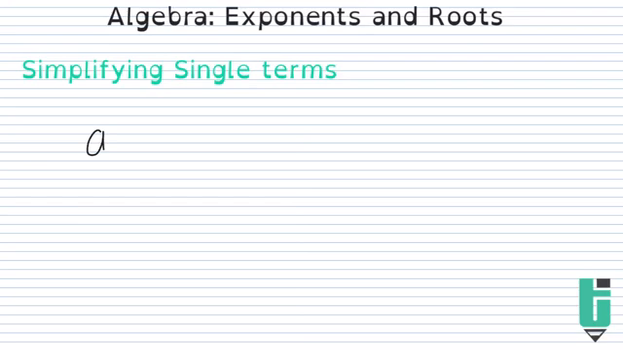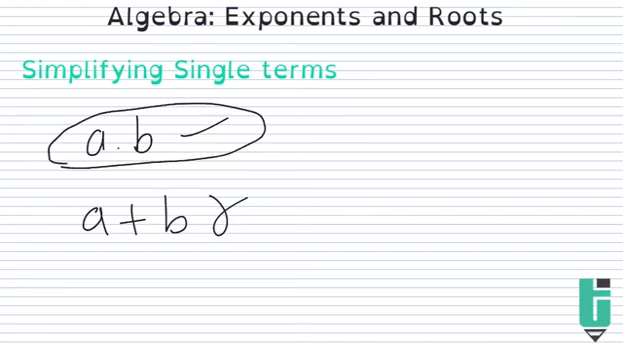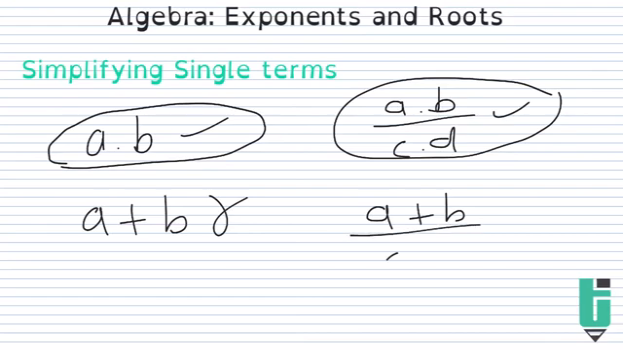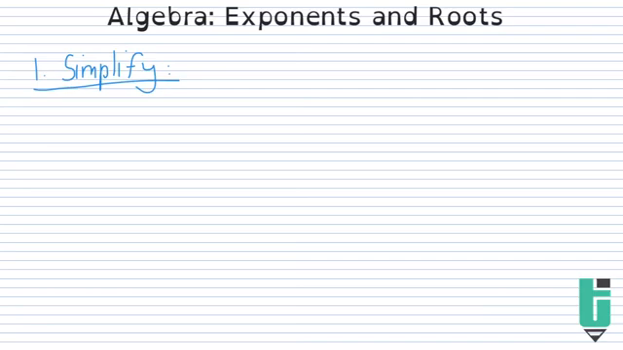So in other words, we'll be looking at something like A times B, instead of A plus B. So this is what we're focusing on, whether we are looking at something in the form of a fraction over C times D. We won't be looking at things like A plus B over C plus D. So in this video, we're not adding or subtracting, we're just looking at multiplication and division. Okay, so let's look at some examples.